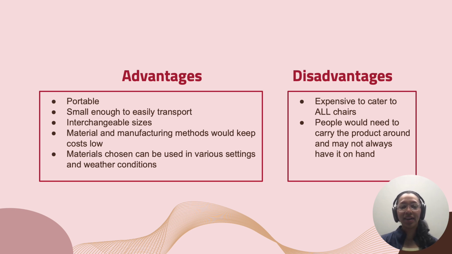As well, the materials and manufacturing that have been selected would actually keep costs relatively low. The material selected, plastics, are actually relatively inexpensive. As well, the manufacturing process is something that is efficient and inexpensive as well. And finally, the materials chosen can be used in various settings and weather conditions.